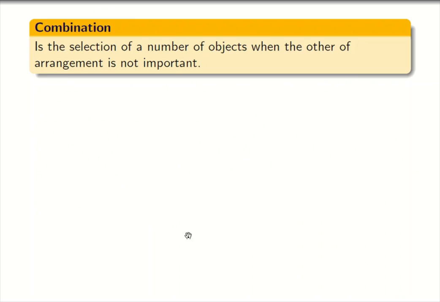Okay, all right, let's look at combination. Permutation and combination, they always work together. So combination is the selection of a number of objects when the order, sorry, here should be O-R-D-E-R, the order of the arrangement is not important. So look at this clearly. Combination is mainly about selection, and we don't care about the order, okay? You don't really care about the order.